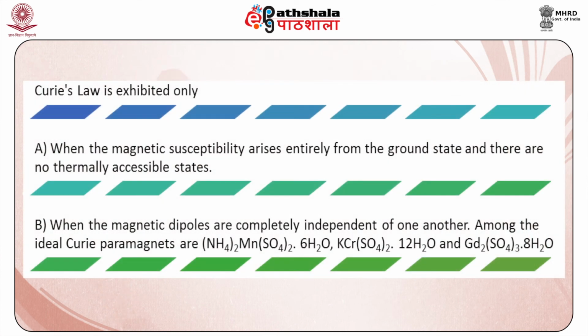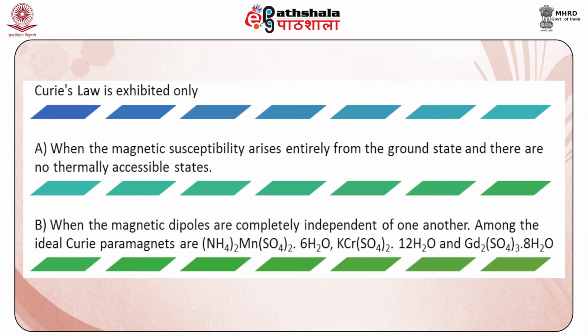Curie's law is exhibited only A. when the magnetic susceptibility arises entirely from the ground state and there are no thermally accessible states. B. When the magnetic dipoles are completely independent of one another. Among the ideal Curie paramagnets are diammonium manganese sulfate, potassium chromium sulfate, and gadolinium sulfate.